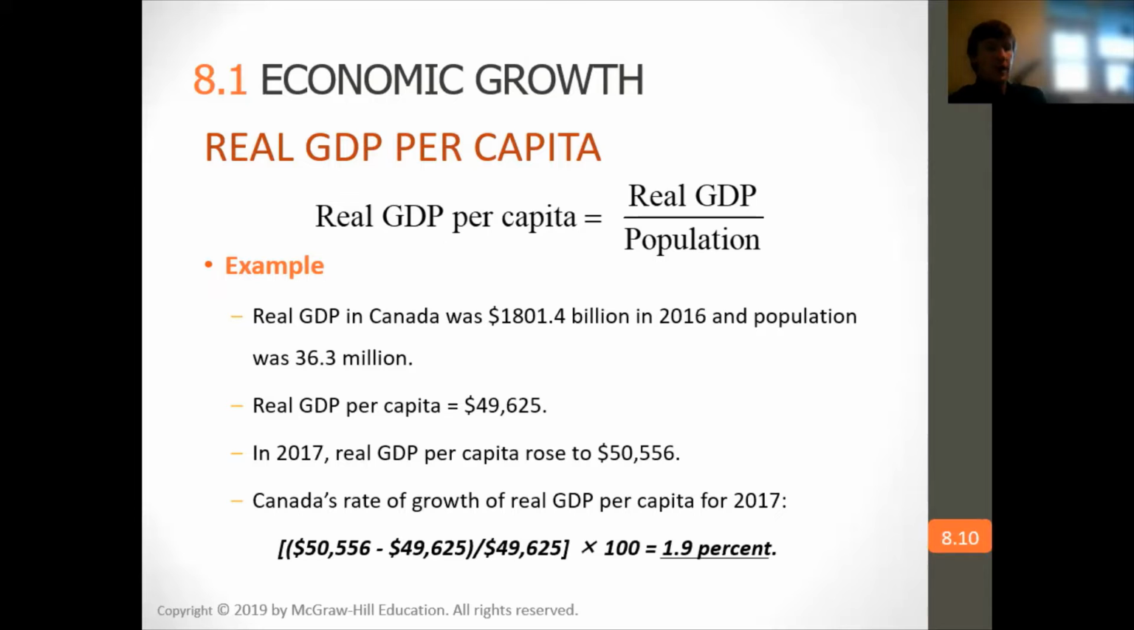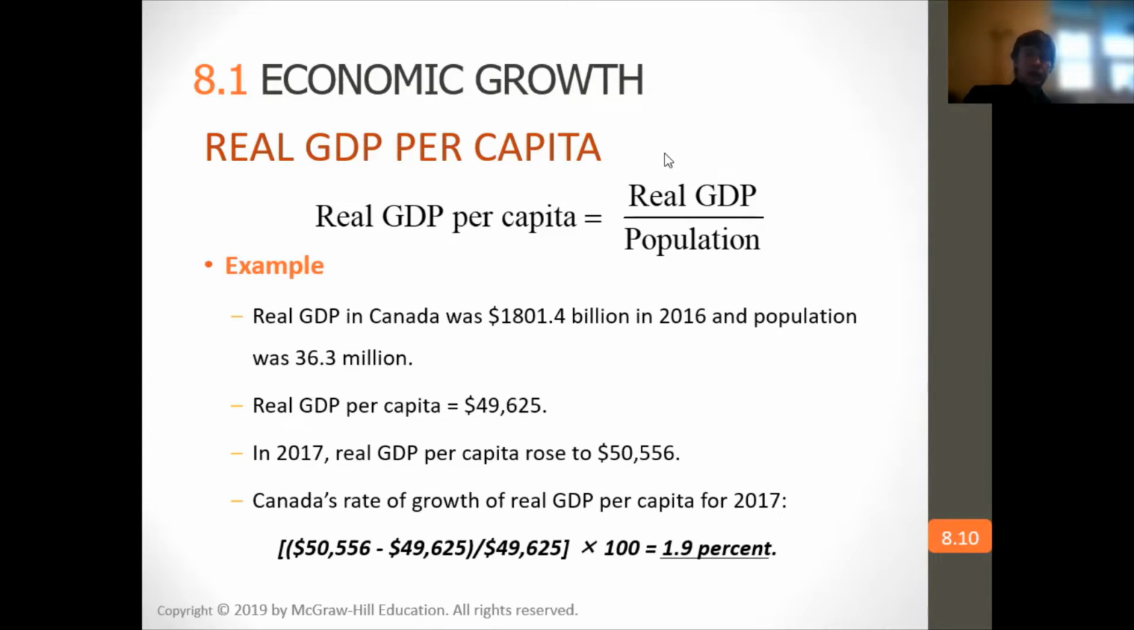So it's 1.9%. You take the 50,556 minus the 49,625, and then you divide it by 49,625, and then you times it by 100 to get 1.9%.